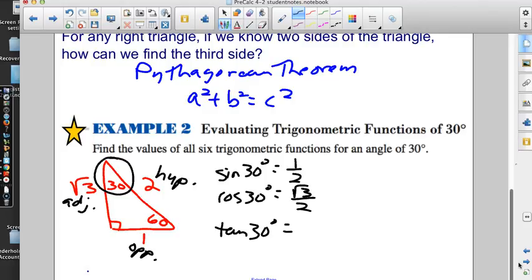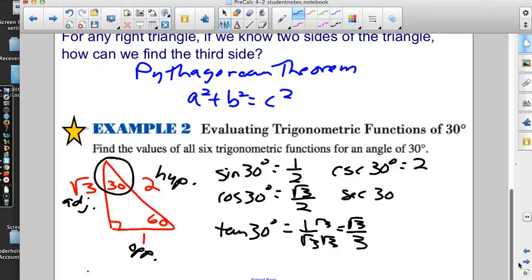Tangent of 30 degrees, what's the definition? Opposite over adjacent. Rats, got a little work to do there. 1 over the square root of 3, but it's not awful. We'll just multiply by the square root of 3 on the top and the bottom. Square root of 3 over 3. And then you just flip it for the others. Secant would be 2.